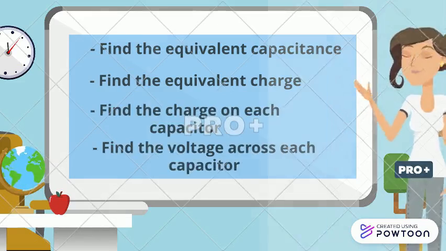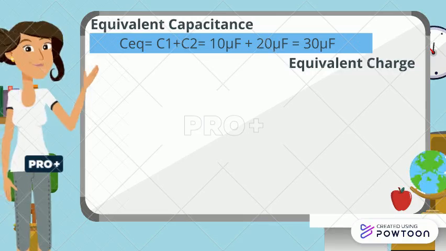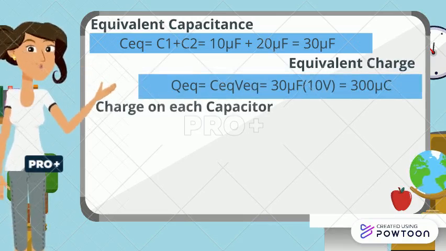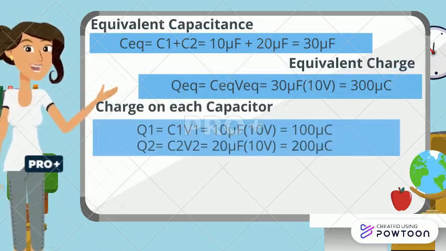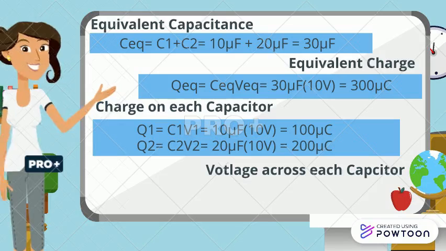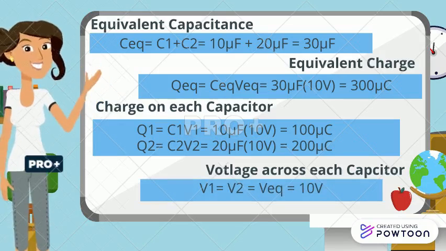The equivalent capacitance would be 30 microfarads, the equivalent charge would be 300 microcoulombs, the charge on each capacitor would be 100 microcoulombs and 200 microcoulombs, and the voltage across each capacitor is 10 volts. That would be all.